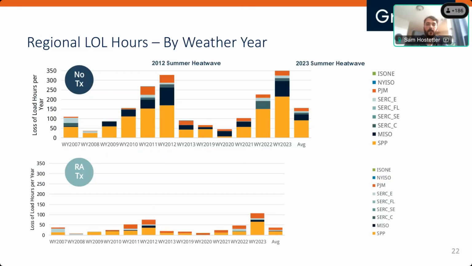Moving on to a weather year analysis here, we see in both the no transmission scenarios and RA transmission scenarios a couple weather years stand out with the largest loss of load hours per year, specifically the 2012 summer heat wave and the 2023 summer heat wave. Both peaked in both scenarios as instances of high load across the Eastern Interconnect, and increased risk as a result.